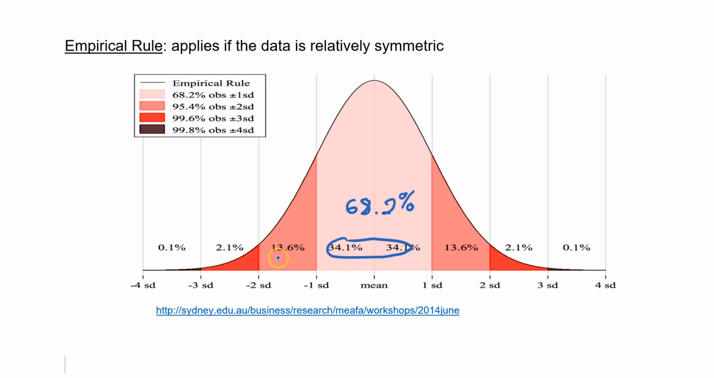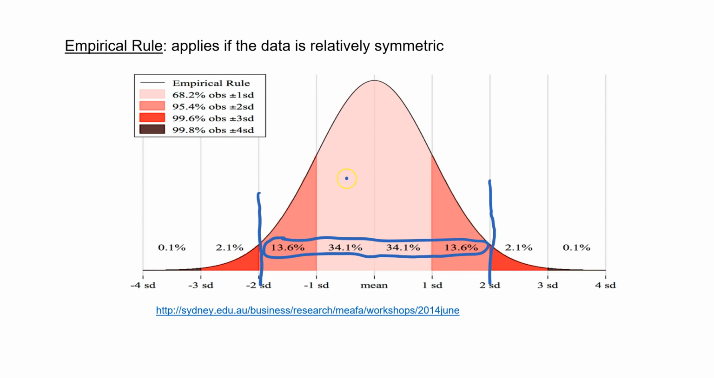Moving to the peach shaded areas to the left and to the right, we can see that they both have 13.6%. And what I actually want to do is add together all of the percentages that were in the peach shaded area and the light pink shaded area. This represents 2 standard deviations below the mean and 2 standard deviations above the mean. When I add those percentages together, I get 95.4%. That means when you have a symmetric representation of data, you should have about 95% of your data fall within 2 standard deviations of the mean.